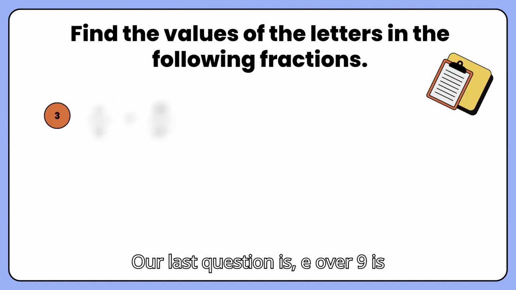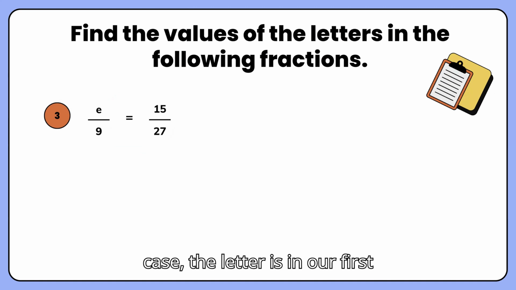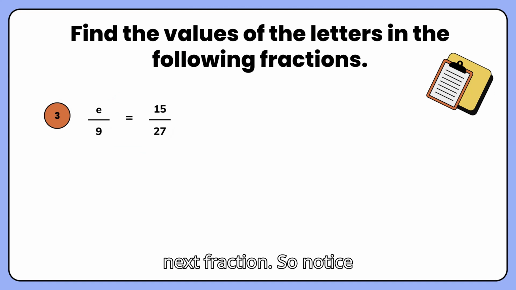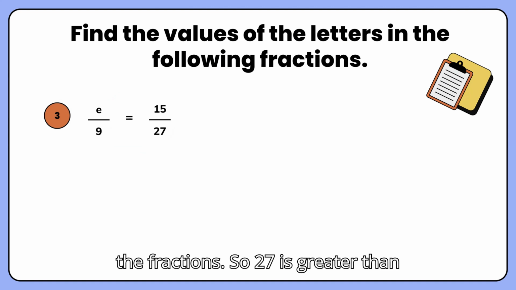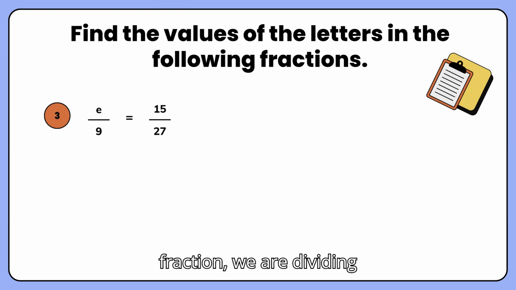Our last question is, e over 9 is equal to 15 over 27. Now in this case, the letter is in our first fraction. So we're going to look at our next fraction. Notice that the denominator is given in both of the fractions. So 27 is greater than 9. That means that to get our first fraction, we are dividing from the second fraction.